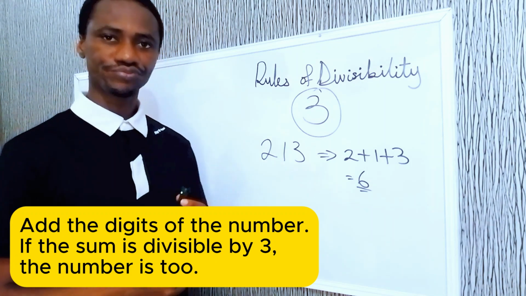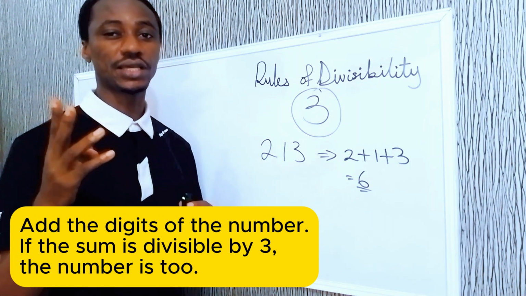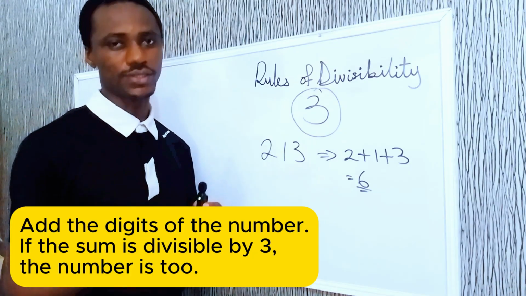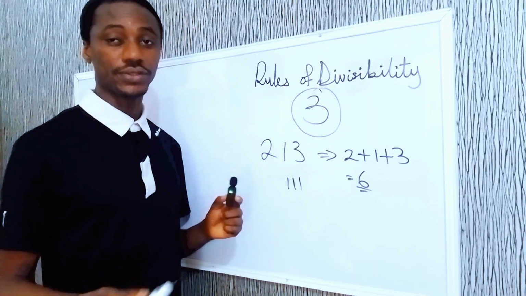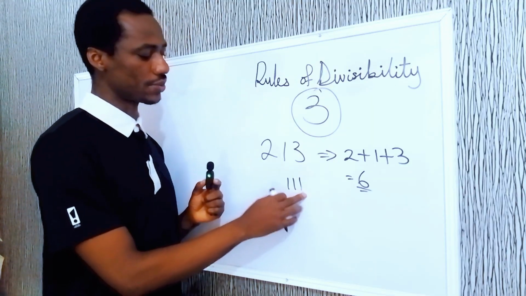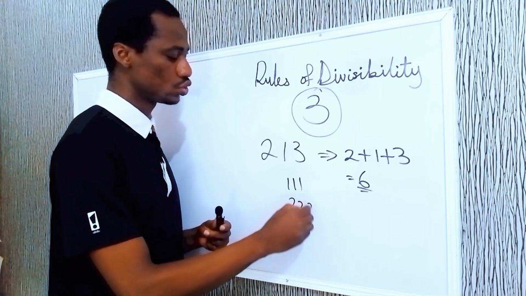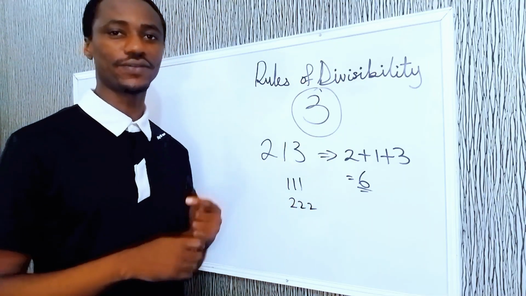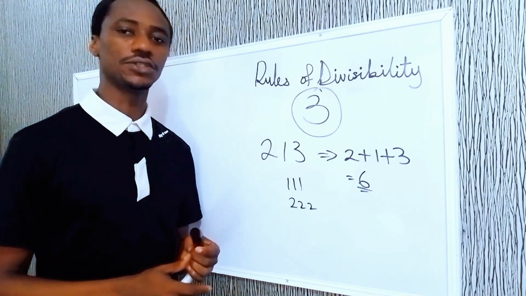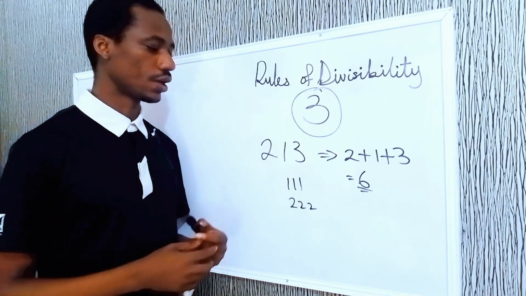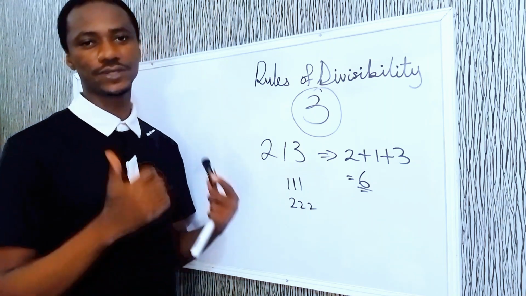Now that also tells you that if you have a number repeated 3 times, that number is divisible by 3. So if you have 1, 1, 1, that's divisible by 3, because 1 plus 1 plus 1 is 3. If you have 2, 2, 2, 3, 3, 3, 4, 4, 4, 5, 5, 5, as long as you have a number repeating itself 3 times, that number will give you a multiple of 3. So that's how to check if a number is divisible by 3.